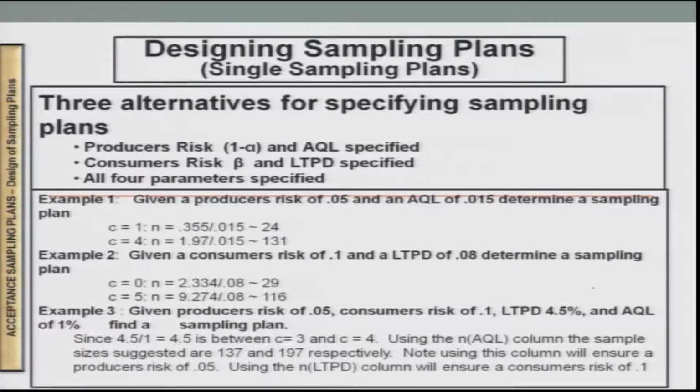Again you use the same formula, find out the values of N as the ratios, and those values come out to be 29 and 116 depending on the value of C as 0 and 5. In example C, given producer risk of 0.05, consumer's risk of 0.1, LTPD of 4.5 and the AQL value of 1%, we want to find out what is the sampling plan. Again you use the formulas which are given, and you can find out the values of N accordingly.